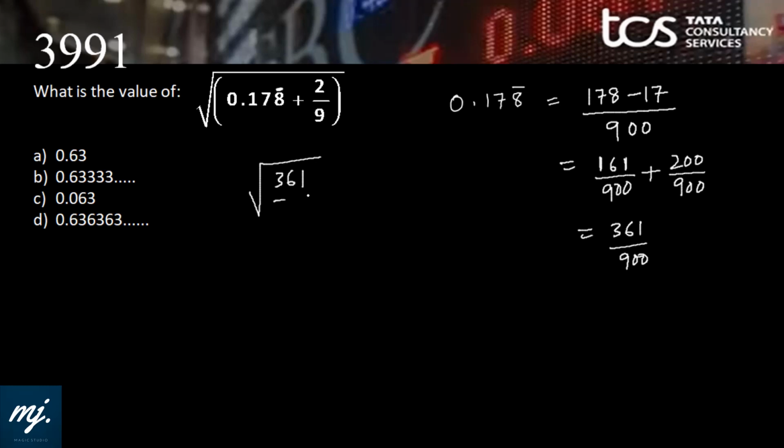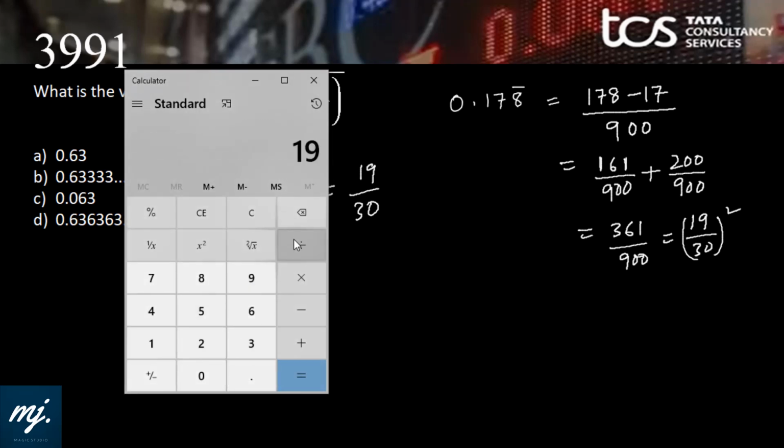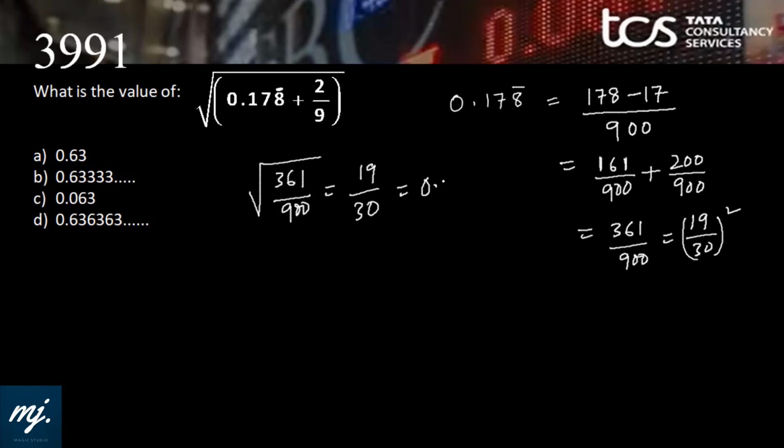And we are looking for root over 361 by 900. 361 is 31 square? No, it is 19 square. Yes. So this is 19 by 30 whole square, so that will give 19 by 30. And 19 divided by 30 is 0.6333, where 0.6 and then 3333 would be recurring. That can also be written as 0.63 with a bar on 3. Option B is the correct pick.